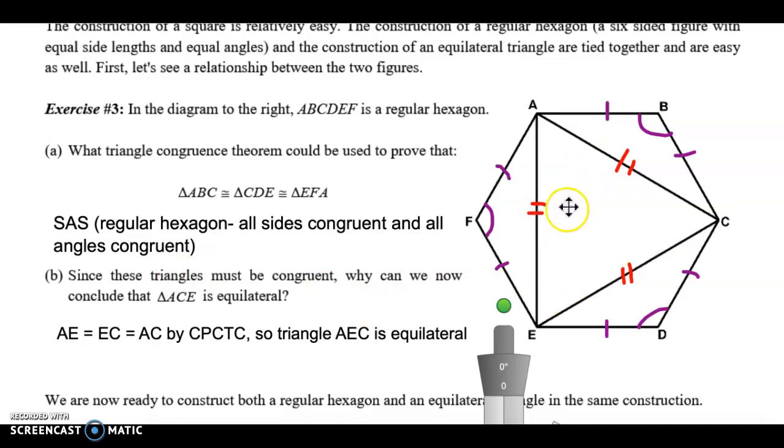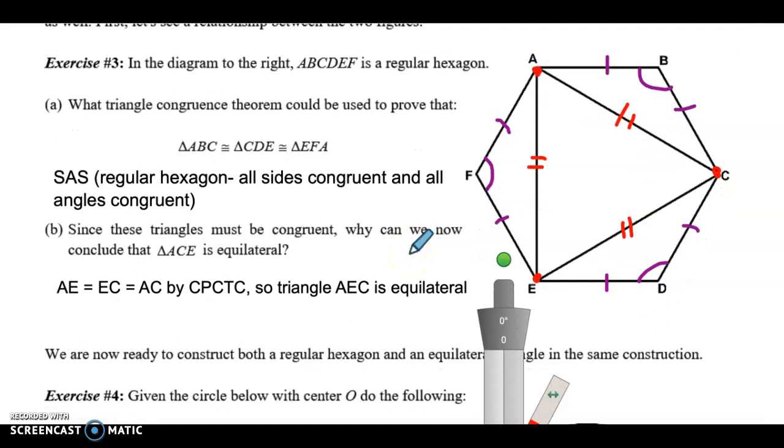So I'm just showing you here, explaining the relationship between a hexagon and an equilateral triangle. If you take a hexagon and you connect every other point, so I'm connecting the A, I'm connecting the C, and I'm connecting the E, that triangle that you create in the middle will be an equilateral triangle. All right, so the hexagon and the equilateral triangle are the exact same construction. It's just a matter of which points you are connecting. For a hexagon, you connect all 6 points. For an equilateral triangle, you connect every other point.